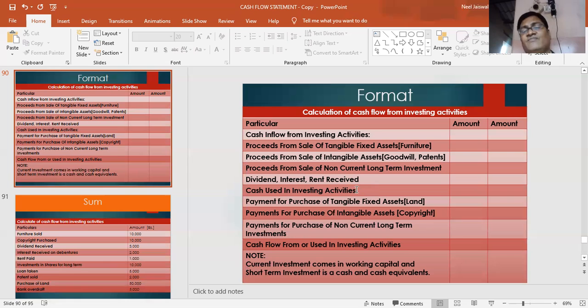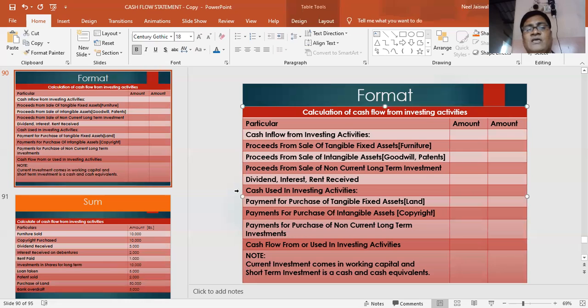Now we should know what the cash outflows from investing activities are. Cash outflow includes purchase of fixed assets, purchase of intangible assets, and purchase of non-current long-term investments. When we subtract and get a figure, that figure can be either cash flow from investing activities, or if it is a negative figure, which is more probable, then we will write cash used in investing activities.